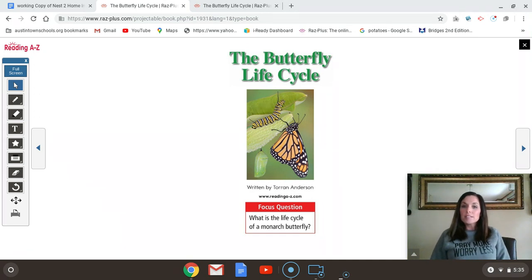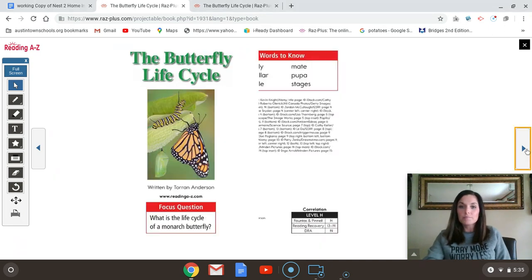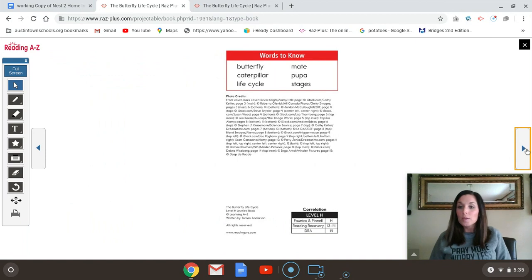So our story is going to be about the monarch butterfly's life cycle, all right? And here's some important words that you are going to see in our story. Okay, they are butterfly, caterpillar, life cycle, mate, pupa, stages.